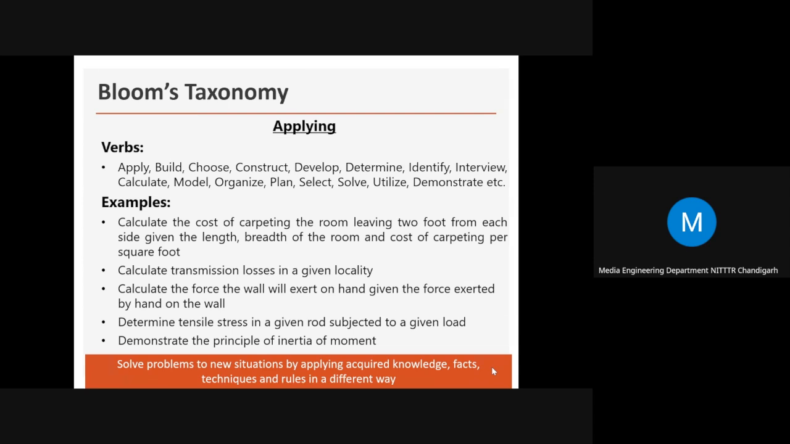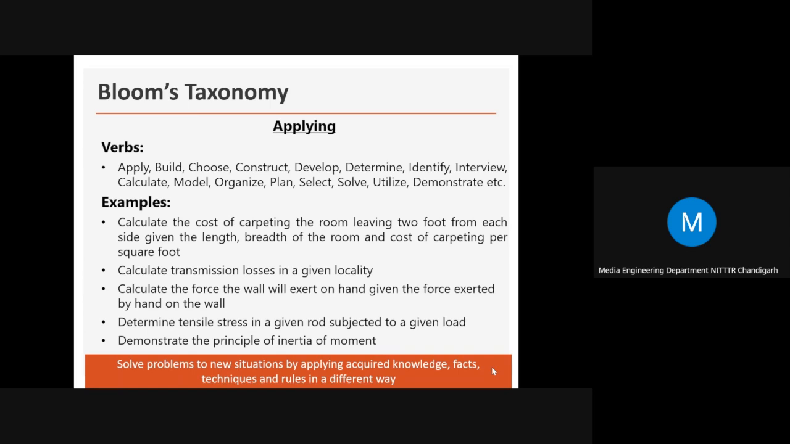So such kind of examples or the statements are basically written to get the idea whether the students are able to solve problems in new situations by applying acquired knowledge, facts, techniques, and rules in a different way. So they should be able to solve the problems in a new situation.